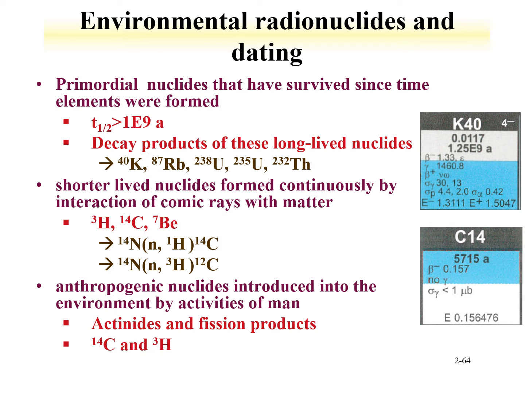Now, there's also shorter-lived radionuclides that are formed from continuous reactions with cosmic rays and with matter. So, for instance, tritium, carbon-14, beryllium-7. Here's the data from the chart of the nuclides for carbon-14. Its half-life is 5,000 years. Obviously, any carbon-14 that was originally deposited on Earth during the formation 1 billion years ago is long since decayed. But these nuclear reactions, and for carbon-14, neutrons hitting nitrogen-14 produce a proton and carbon-14.